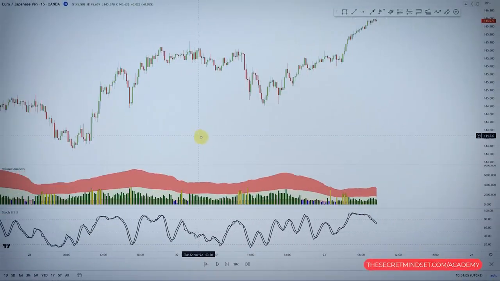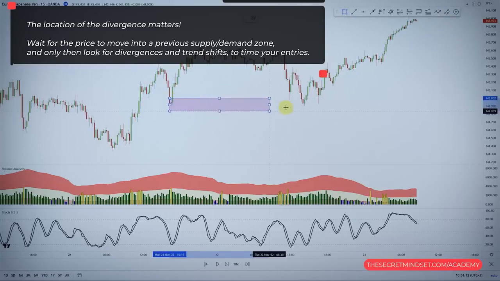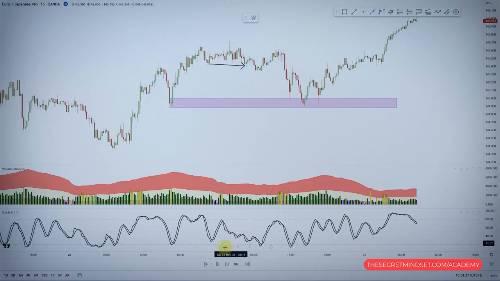The location of the divergence is very important. Adding the filter of location can usually enhance the quality of your divergence signals. Instead of taking trades just because of a divergence signal, you'd wait for the price to move into a previous supply or demand zone, and only then look for divergences and trend shifts to time your entries.